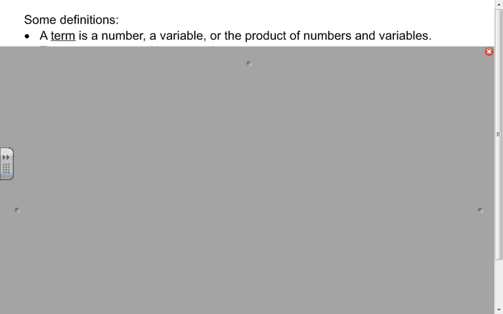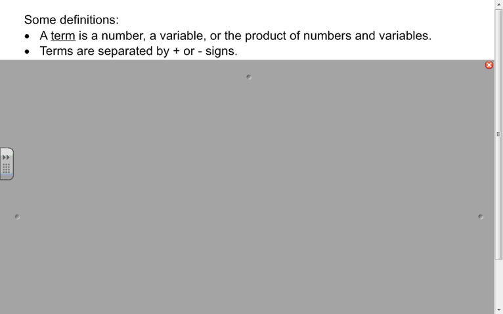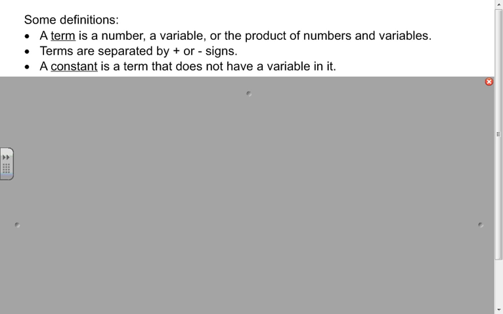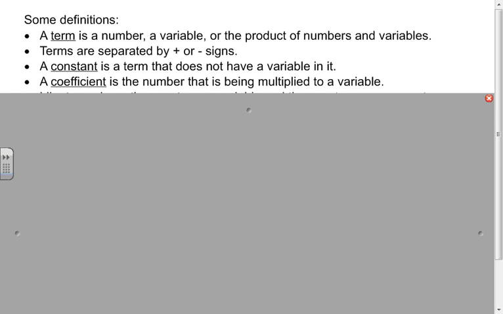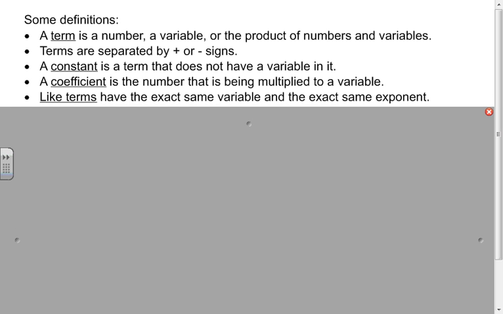New topic, a few new definitions. A term is a number, a variable, or the product of numbers and variables. And we'll do some examples here in a second. Terms are anything separated by plus signs or minus signs. A constant is a term that does not have a variable in it anywhere. A coefficient is a number that is being multiplied to a variable. And like terms have the exact same variable and the exact same exponent.